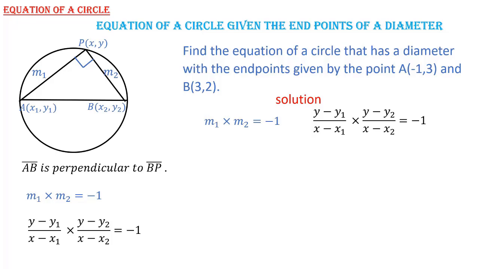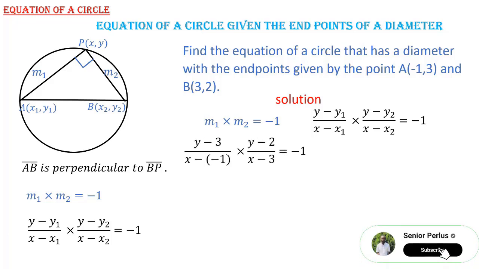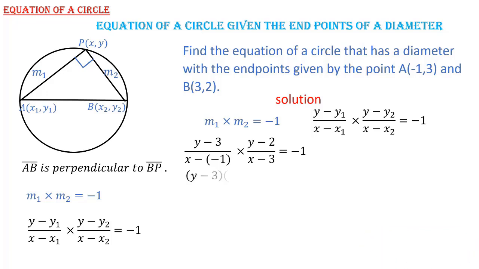So this is our equation. And we know our x1, y1, x2, y2, that's our A and B. So let's substitute. Good. Then let's simplify. So we multiply through by the denominator. That's what we get.